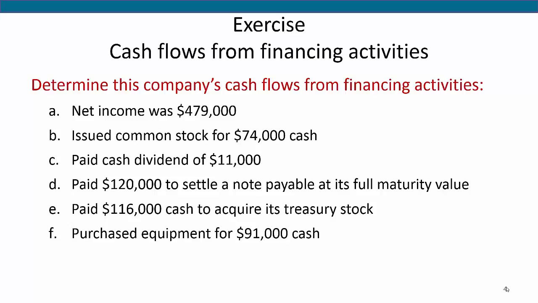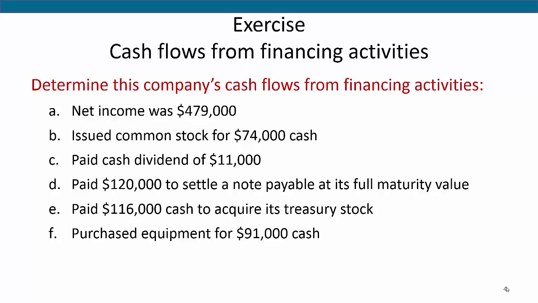Let's consider another example. Are these financing activities? Mark down which ones qualify. Net income? No. Remember, we already used it in the operating activities section. Sale of common stock? Yes, it is a transaction with shareholders. What about cash dividends paid? Yes, when the company pays dividends to its stockholders, it is considered a financing activity.